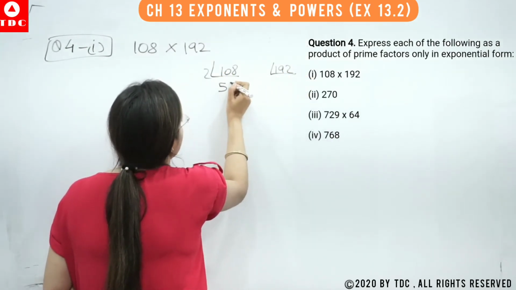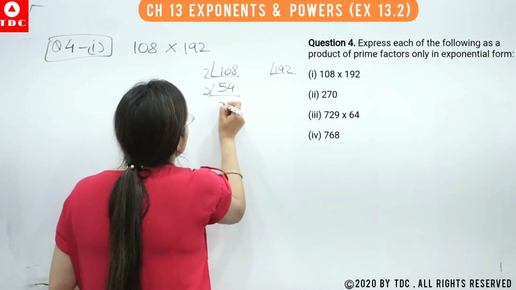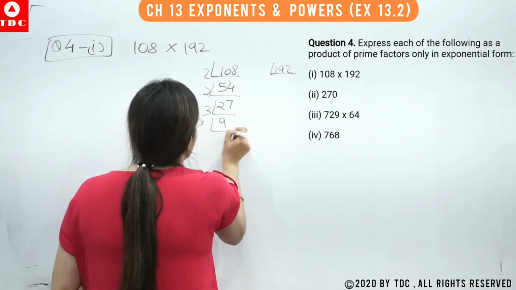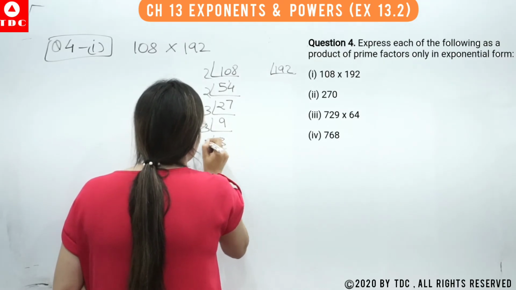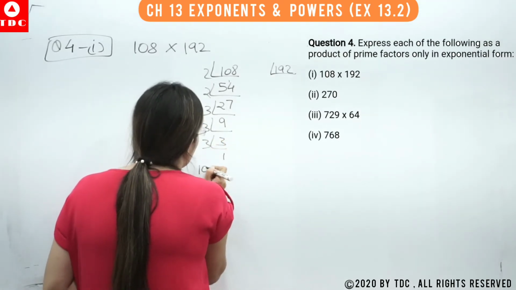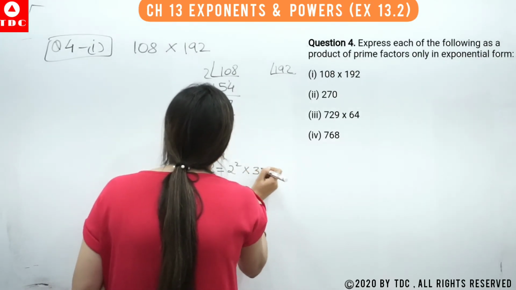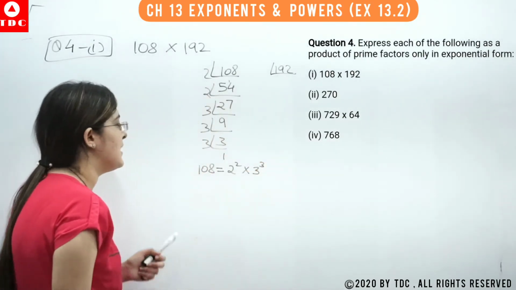2 5s are 10, 2 2s are 4, 2 7s are 14, 3 9s are 27, 3 3s are 9, 3 1s are 3. So 108 could be written as 2 to the power 2 into 3 to the power 3.